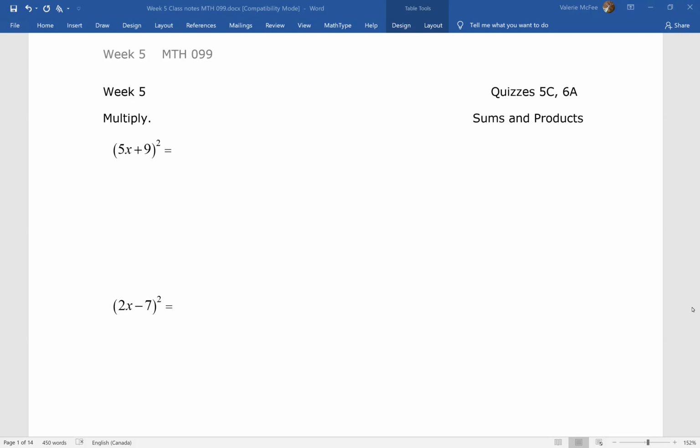So last week we were talking about multiplying with polynomials, and we want to continue with that by squaring a couple of binomials. Now this is very different than squaring a monomial. Do you remember we talked about that earlier?